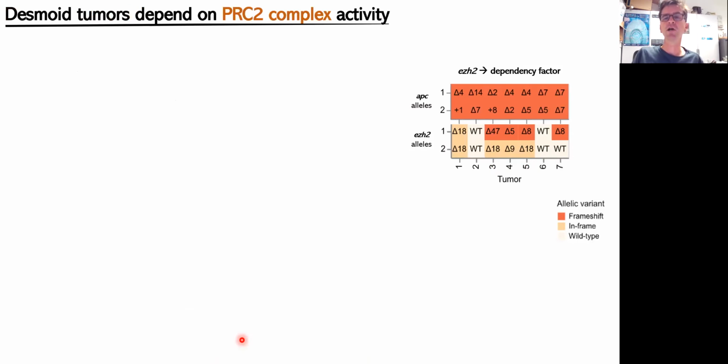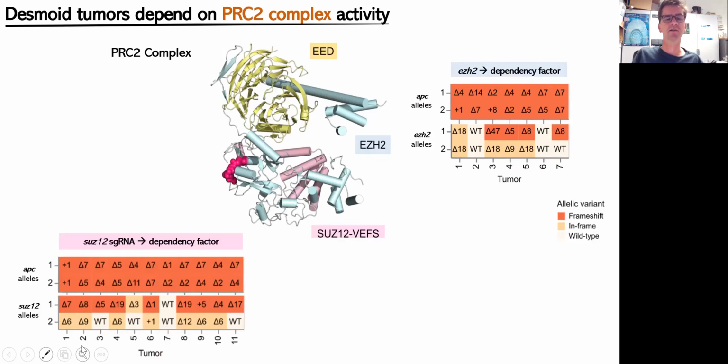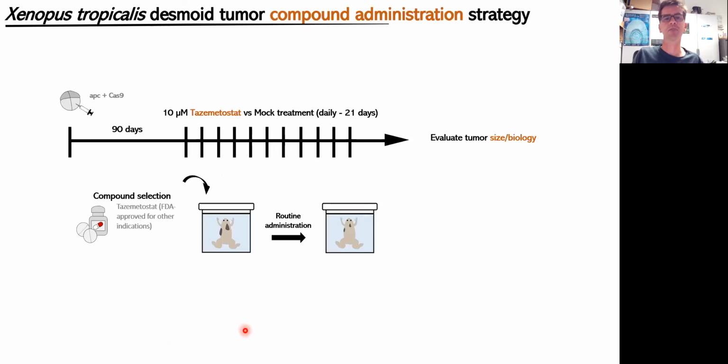Now, EZH2 is a component of the polycomb repressive complex 2. So we wondered whether SUZ12, which is another component of PRC2, is also a dependency factor, and indeed that turned out to be the case. Also here we were never able to sample tumors with biallelic frameshift mutations in SUZ12.